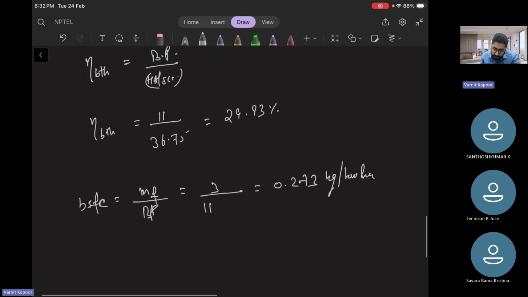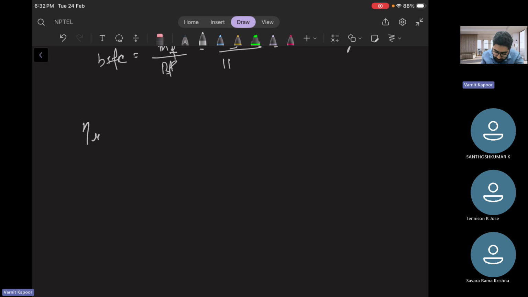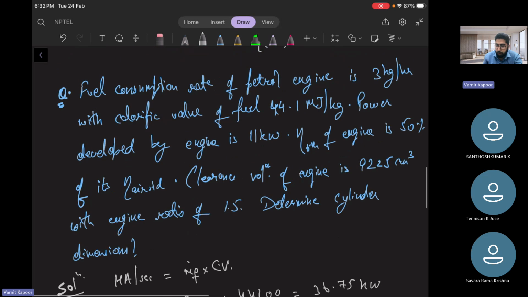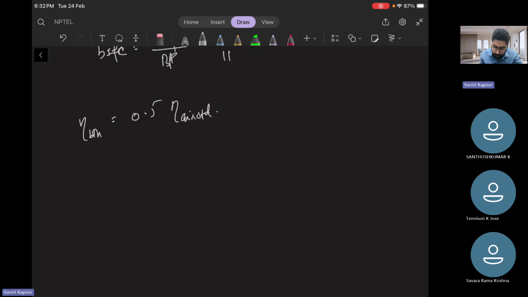The brake thermal efficiency you have got, 29.93 percent; BSFC was an extra thing I calculated. It is given that the brake thermal efficiency is 0.5 times the air standard efficiency. And what kind of engine is it? It is a petrol engine, basically an Otto cycle. So you know the air standard efficiency of an Otto cycle: 1 minus 1 by r to the power of gamma minus 1.